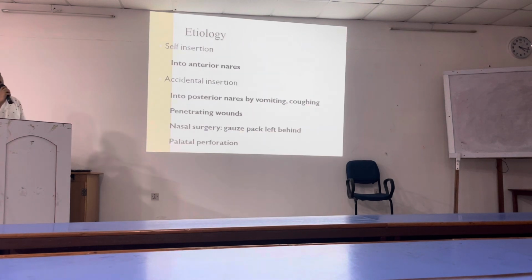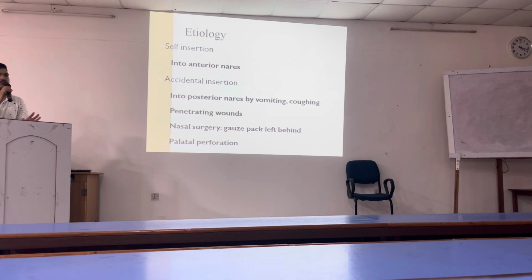So, what can be the etiology? Of course, self-insertion. They just insert it by themselves into the anterior nares. Or it can be an accidental insertion into the posterior nares by vomiting, coughing, penetrating wound, nasal surgery causing a pad left behind, or palatal perforation. Basically, the most common is self-insertion in the case of children.